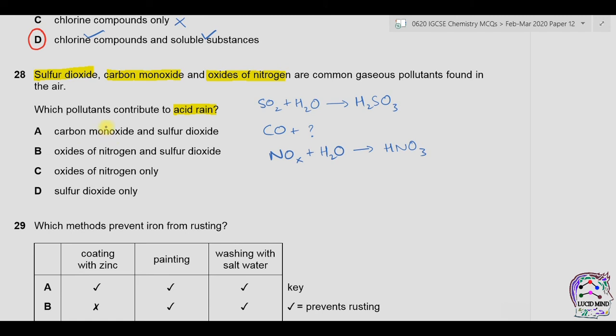A. Carbon monoxide and sulfur dioxide. Carbon monoxide does not dissolve. B. Oxides of nitrogen and sulfur dioxide. This is correct. C. Oxides of nitrogen only. No. D. Sulfur dioxide only. This is also incorrect. So answer is B.